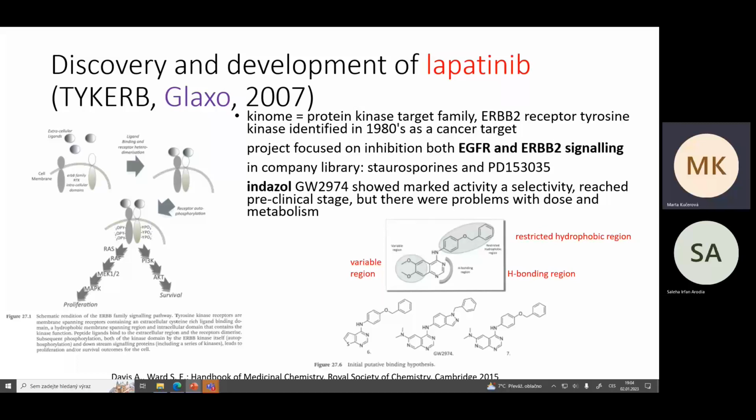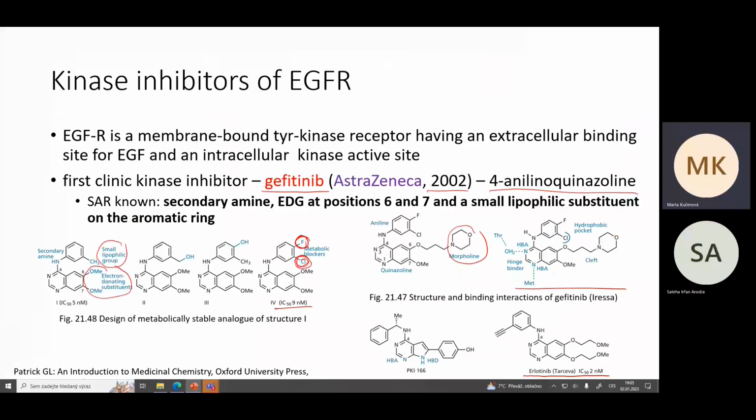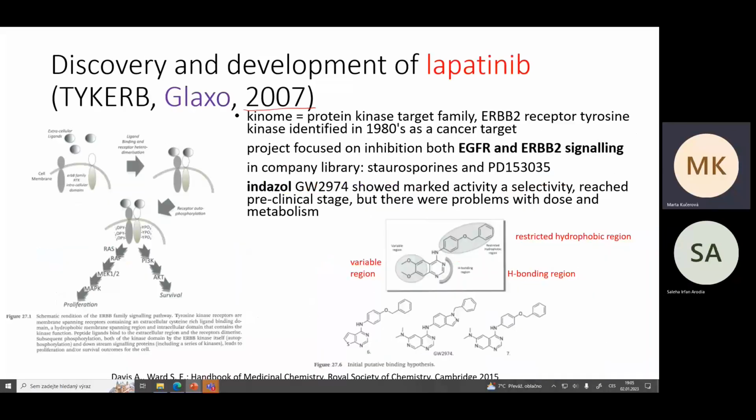There is another inhibitor developed a few years later, introduced in the year 2007, and it's the lapatinib. It has the same target receptor. However, gefitinib and erlotinib are used for treatment of lung cancer, whereas lapatinib is used for treatment of breast cancer.